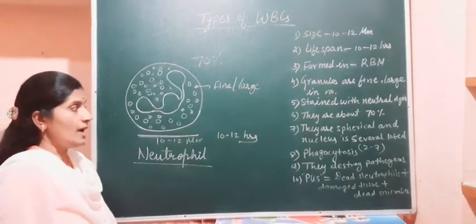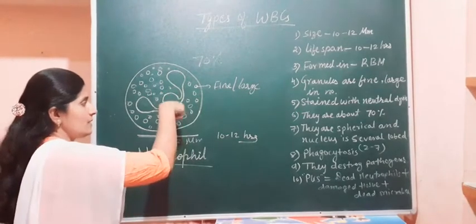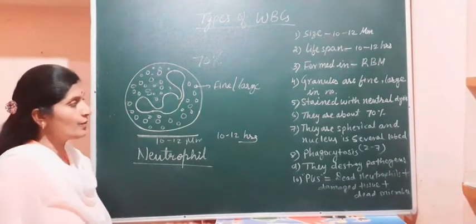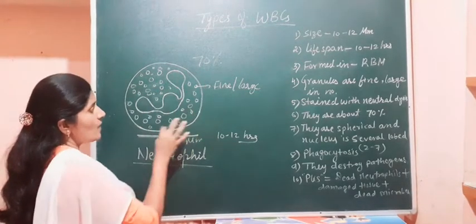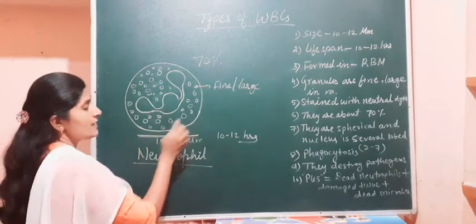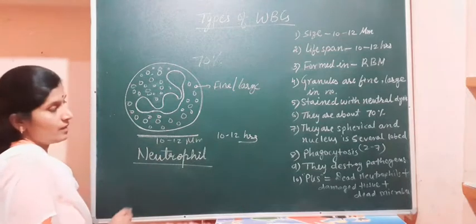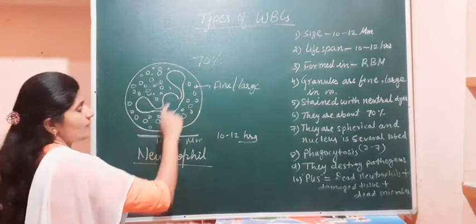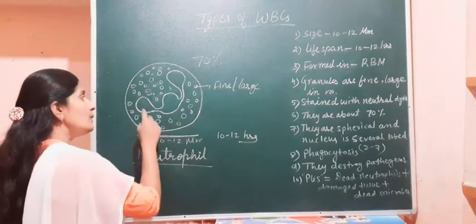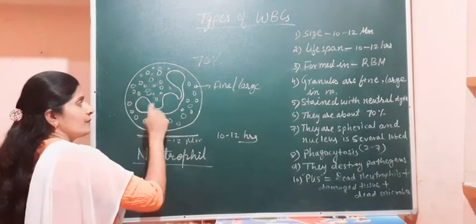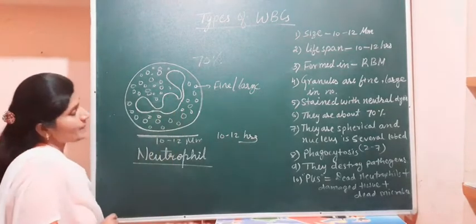Next, the shape of the cell. The shape of the neutrophil is spherical, but it is not exactly round or circular; it is a little bit irregular. The shape of the cell is irregular or spherical, but the nucleus which is there, here the nucleus is present.